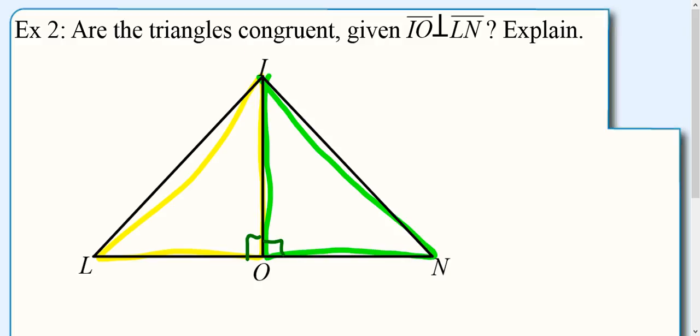When I highlighted this side twice, now we've got each triangle, we've got a right angle in each triangle. We've got IO in each triangle. That's two things, and that's it. We only have two things.